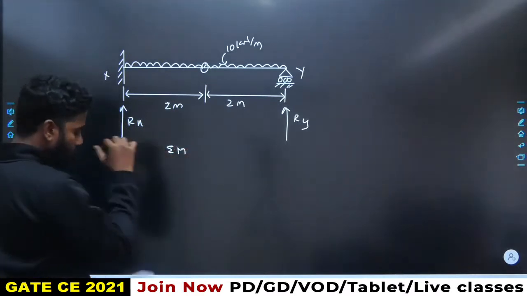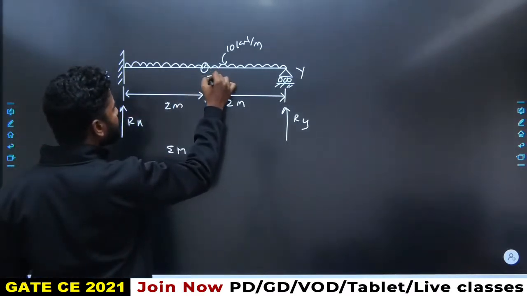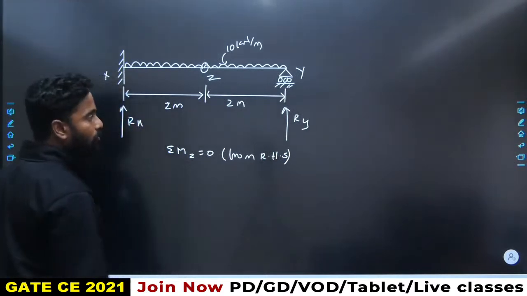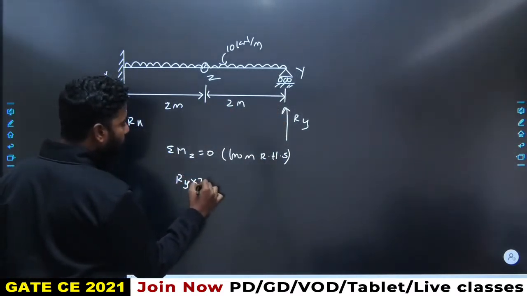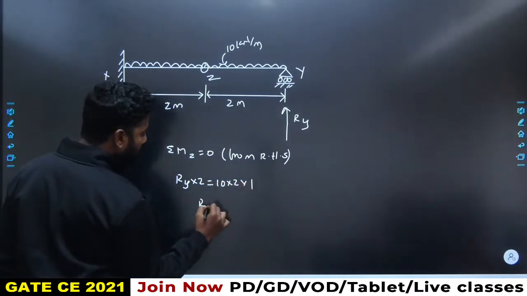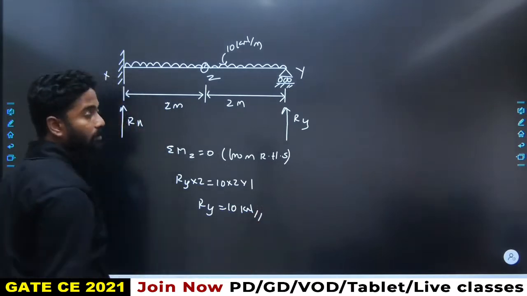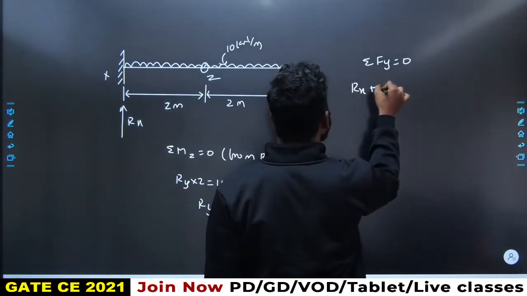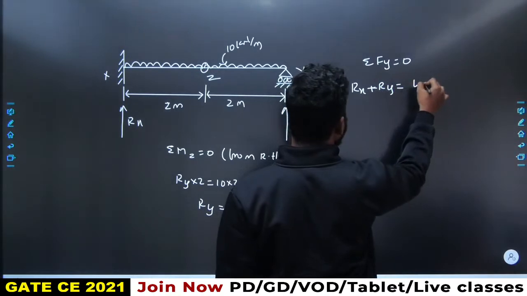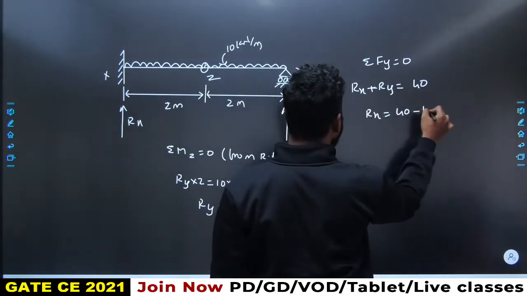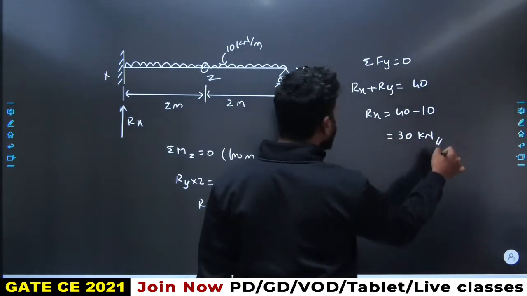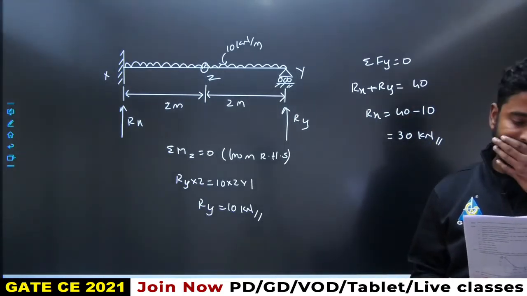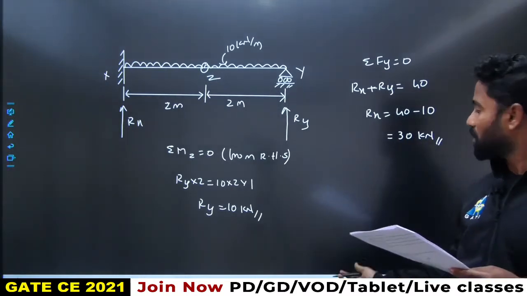If I take summation of moments about the hinge, I will name it Z. Summation of moments about Z is equal to 0 from the right-hand side: Ry multiplied with 2 equals 10 into 2 into 1. So, Ry is equal to 10 kilonewtons, right? And if I take sigma Fy equals to 0, Rx plus Ry equals 10 into 4, 40, then Rx is equal to 40 minus Ry, that is 30 kilonewtons. Very basic question. This is how you are going to calculate.